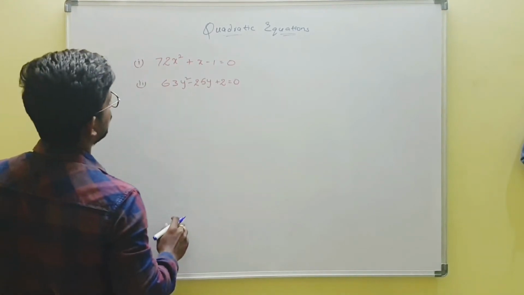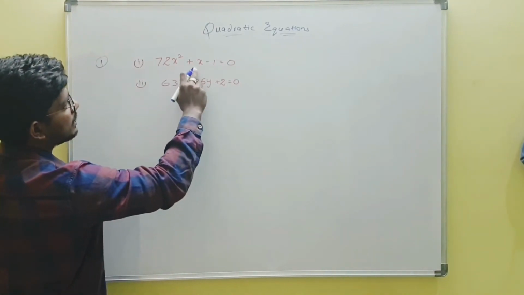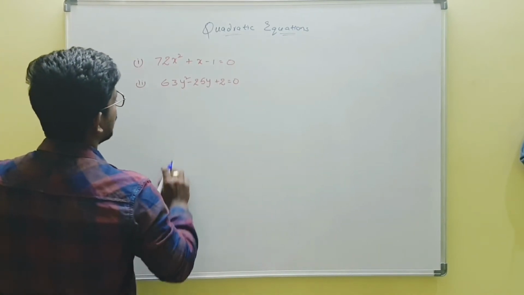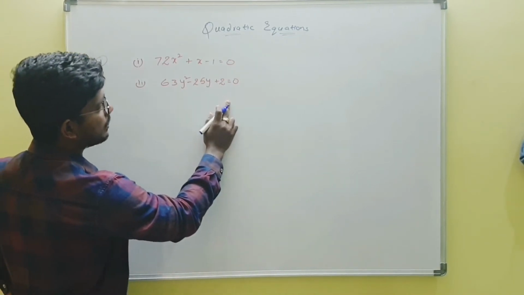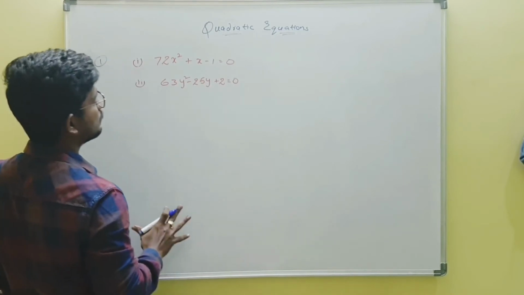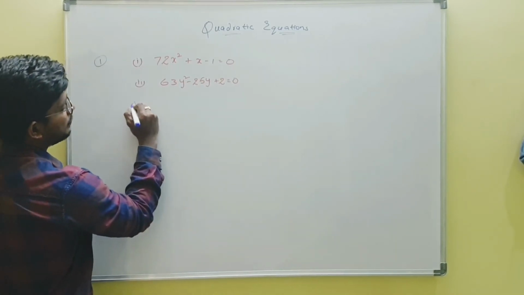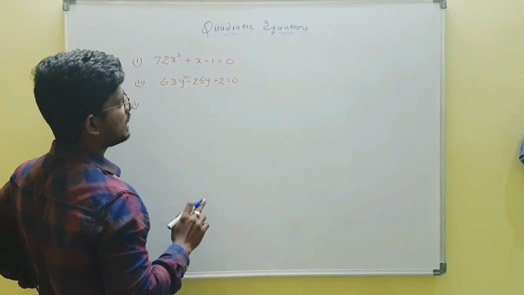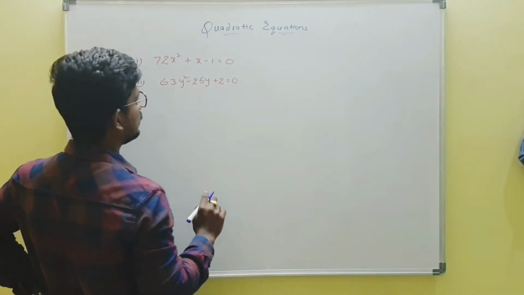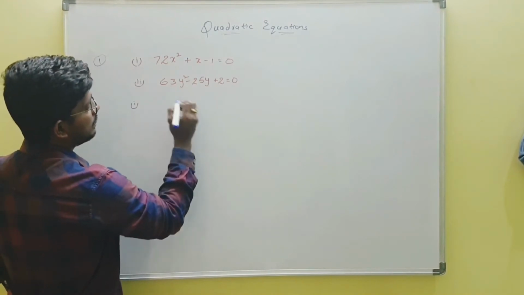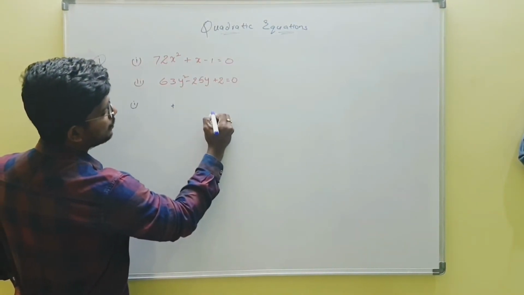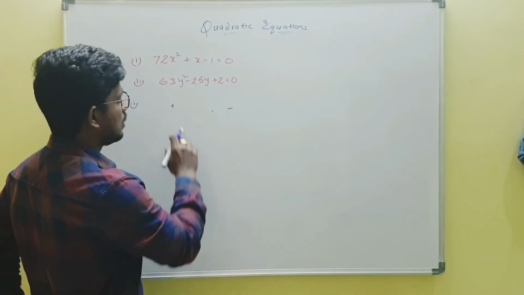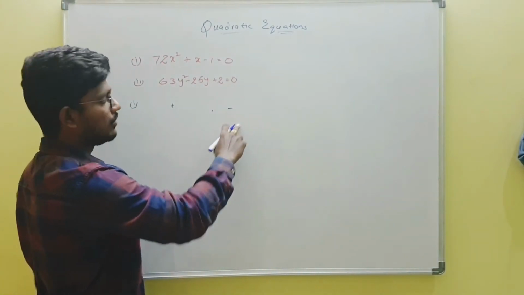The first example is, first equation is 72x square plus x minus 1 is equals to 0, and second equation is 63y square minus 25y plus 2 is equals to 0. Coming to the first equation, this is in the form of ax square plus bx minus c is equals to 0. Then I can say that here I get one positive root and one negative root, and the positive root will be of greater value than the negative root.